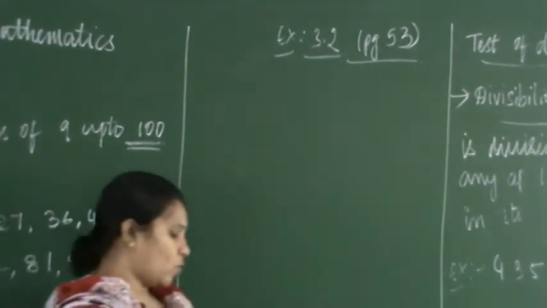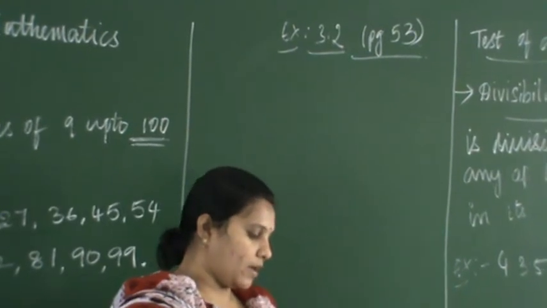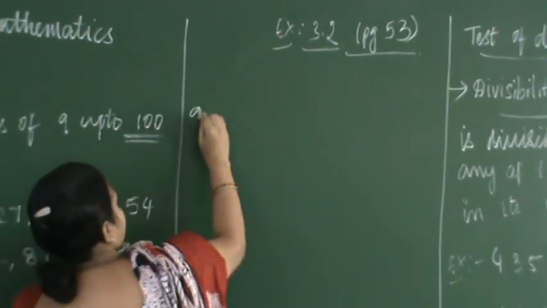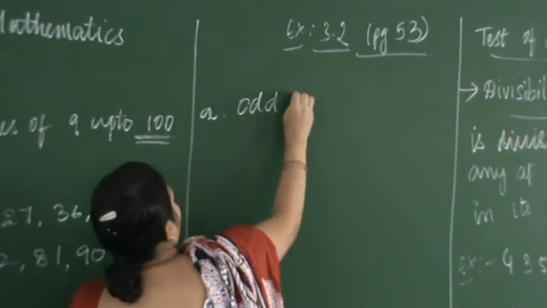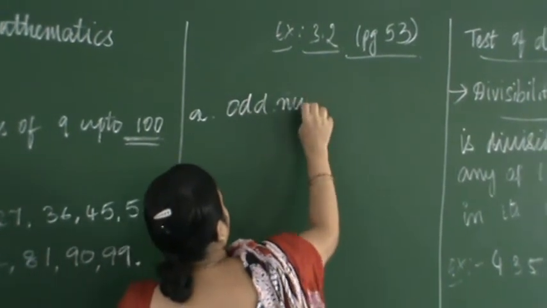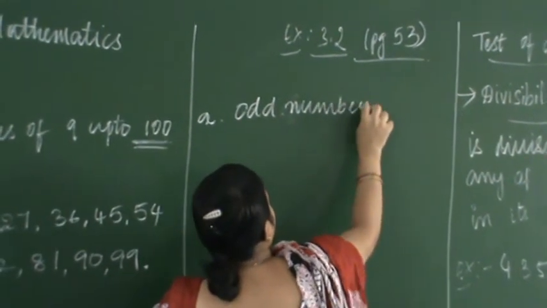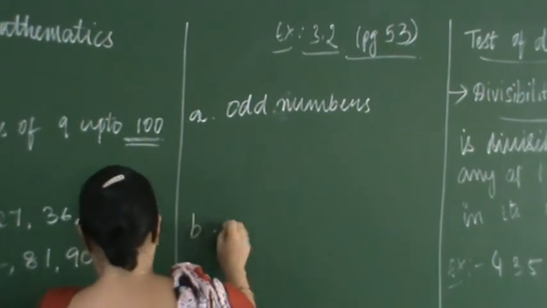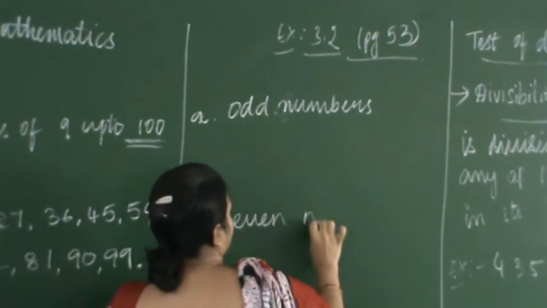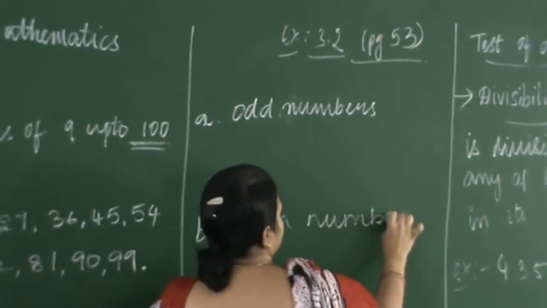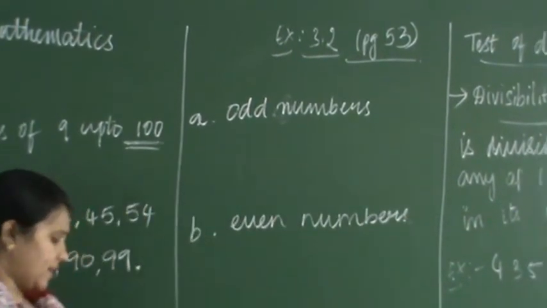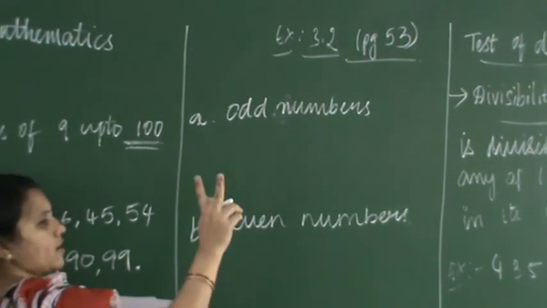See the first one, children. What is the sum of any two? A bit is odd numbers, B bit is even numbers. He is asking the sum of odd numbers. What is the sum he is asking? B bit is asking the sum of even numbers. He is asking what is the sum of any two odd numbers.